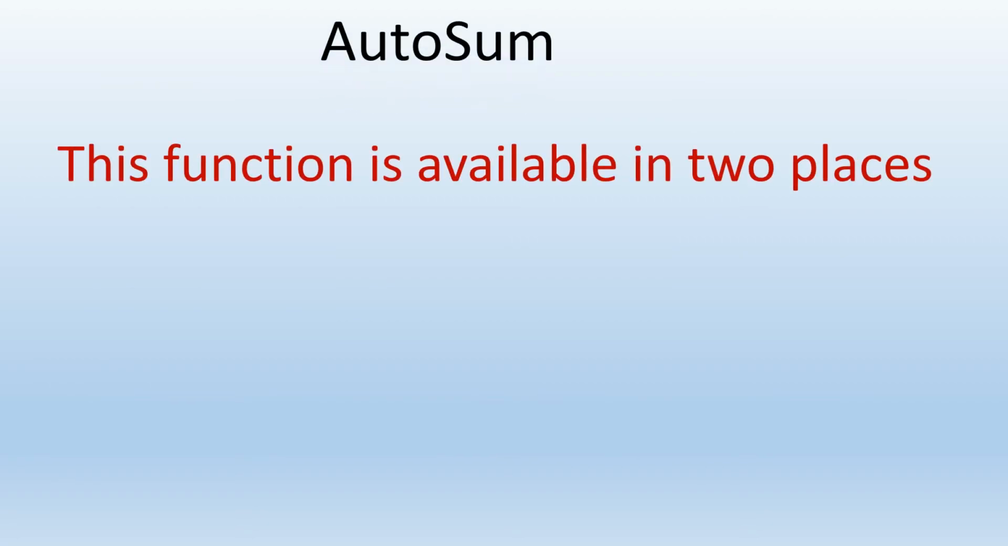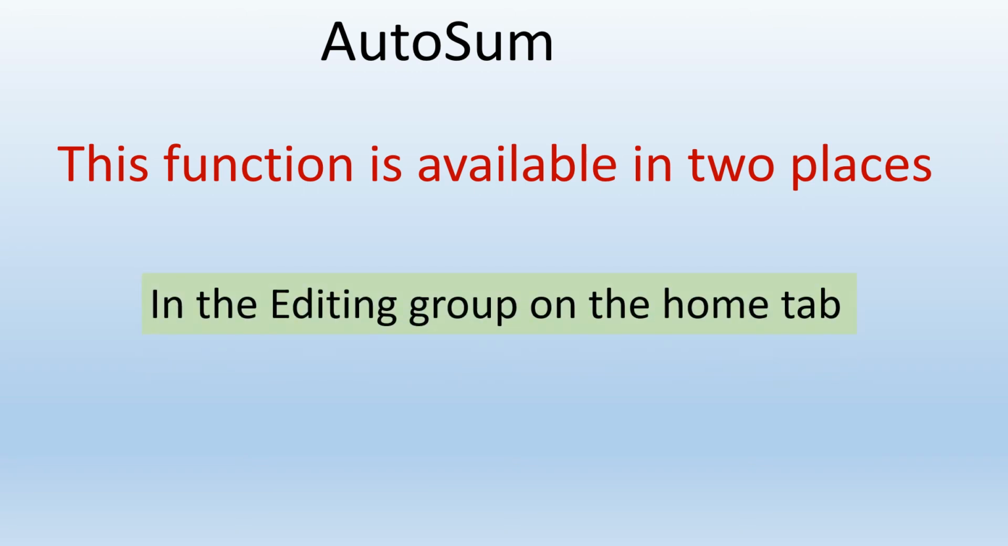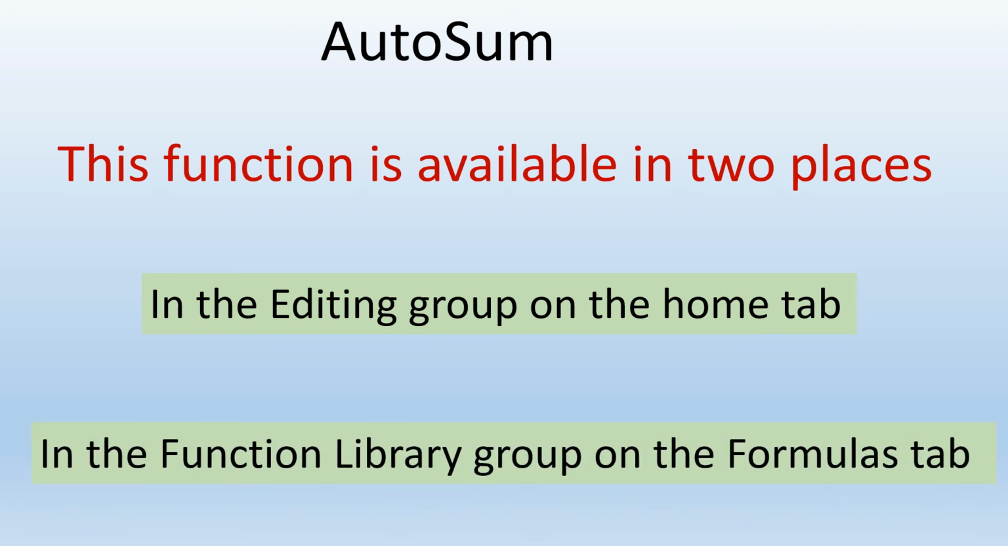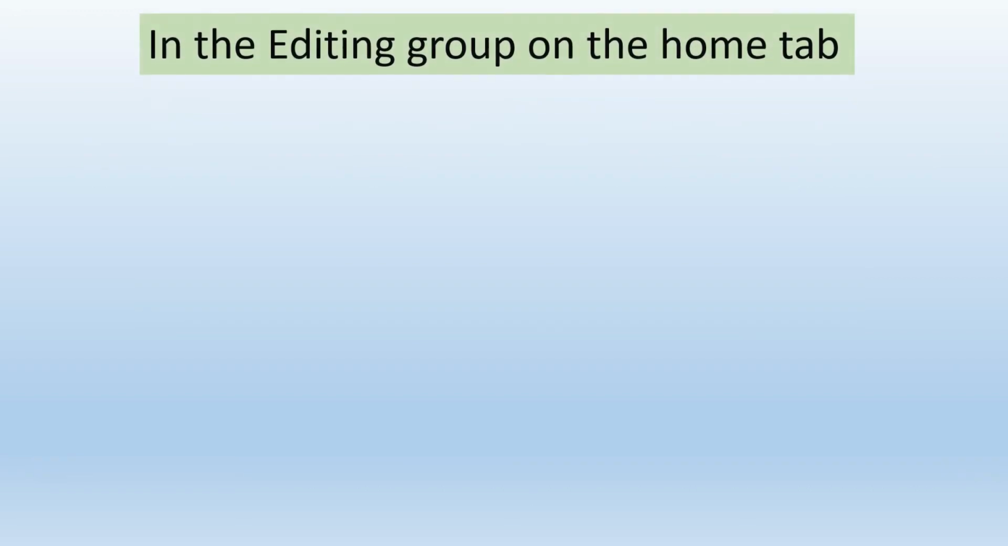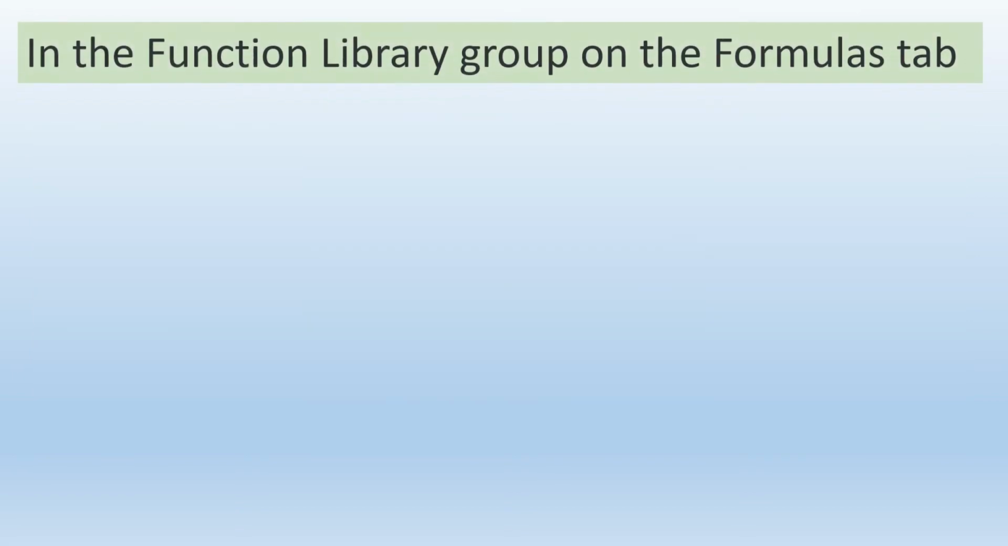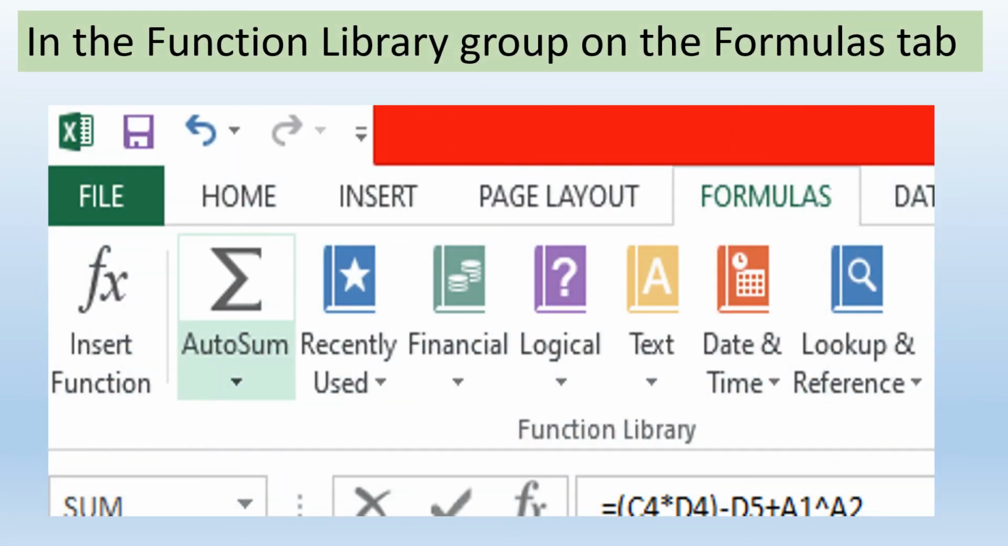So let's see what AutoSum is. This function is available in 2 places in Microsoft Excel. First place, it is in the editing group of the home tab. It is in the home tab and also it is in the formula tab. So these are the places. This is the AutoSum in the home tab, and this is the sum or AutoSum or the functions in the formula tab.